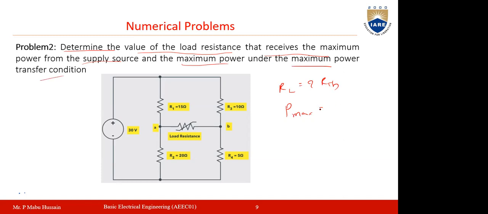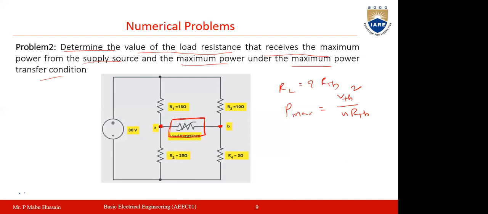So P max will be equal to V Thevenin squared divided by 4 times R Thevenin. Again, the same procedure you have to follow, and the load resistance here is this one. First you remove this load resistance and call the terminals A and B, or X and Y, that is your wish.